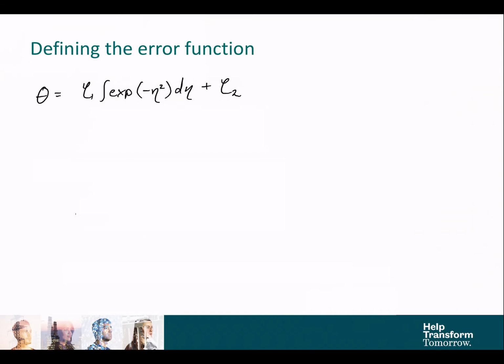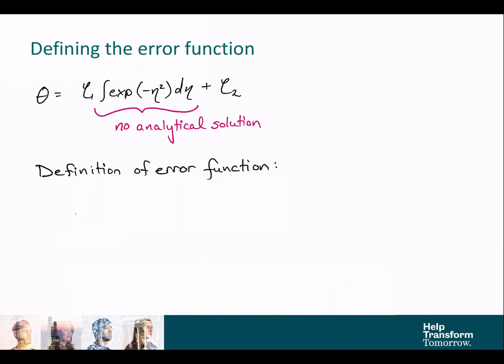So the solution that we had derived in the previous steps has two constants of integration and an integral that doesn't have an analytical solution. And what we have to do is just accept that there is a function out there, known as the error function, that has a form very similar to this term that's giving us trouble in our solution to the heat equation. This is the definition of the error function of y.